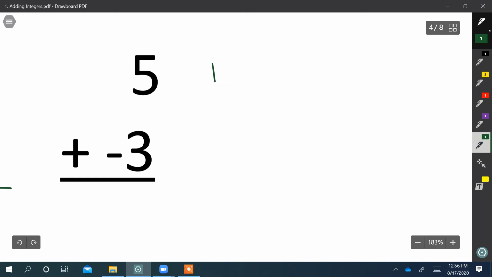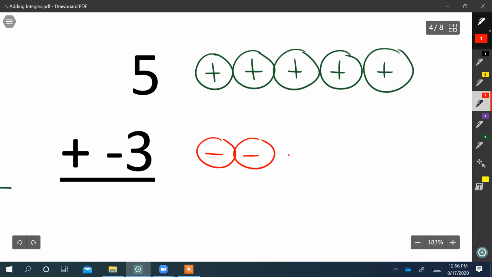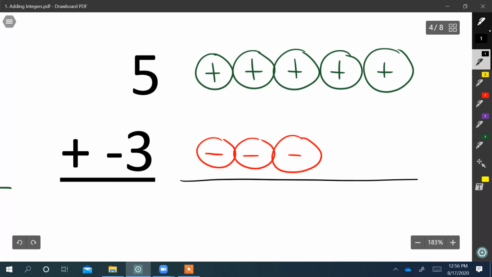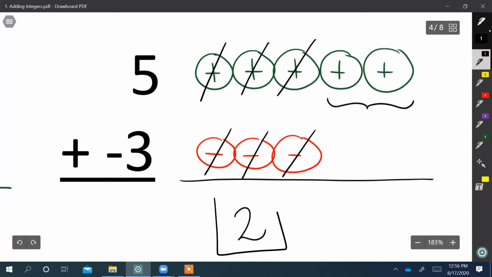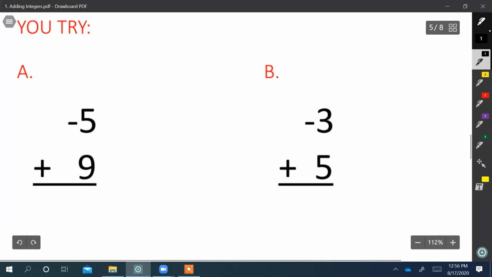In this one, we have 5 positives and then we have 3 negatives. As you can see on this problem, the positives are going to cancel with each negative. And let's see what we're left with. We're going to be left with 2 positives. Pretty easy, huh? Well, now let's have you try it. What is the answer to A?